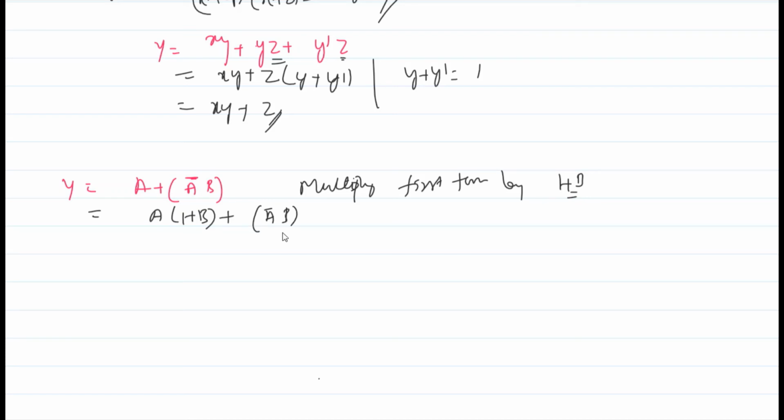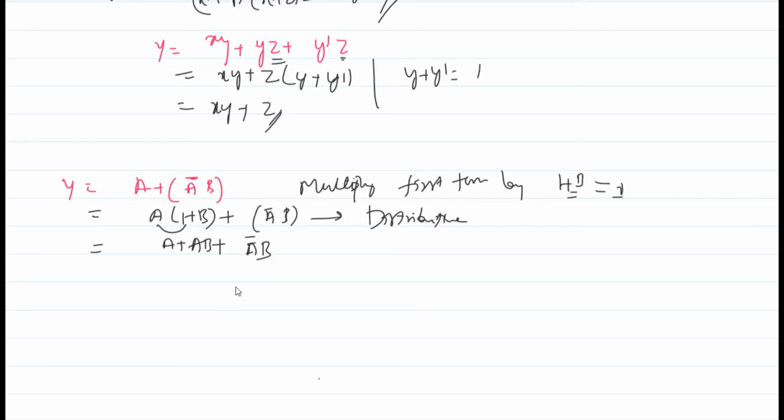a bar b. Okay, now you can apply the distributive law. Why did I multiply by 1 plus b? 1 plus b is nothing but 1, so I made it 1, right? Here one variable was missing, so I have multiplied that. Okay, the distributive law states that a plus ab, or you can directly multiply and you will get a into 1, you will get a, plus a into b, you will get ab, plus a bar b, as it is you write.